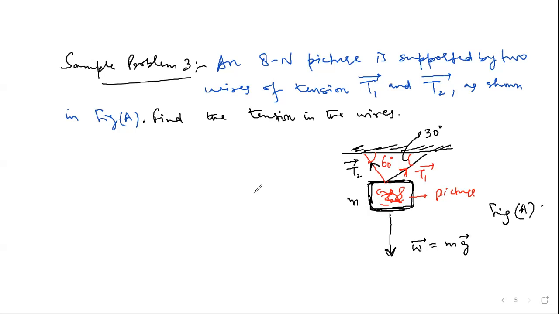T1, T2. Question goes like this. An 8 Newton fixture is supported by 2 wires of tension T1 and T2 as shown in figure A. Find the tension in the wire. So it is supported. Picture is static. It's not moving. It is in equilibrium. Therefore, its acceleration is 0. So let us draw the free body diagram. So this is my problem. I move to the solution.